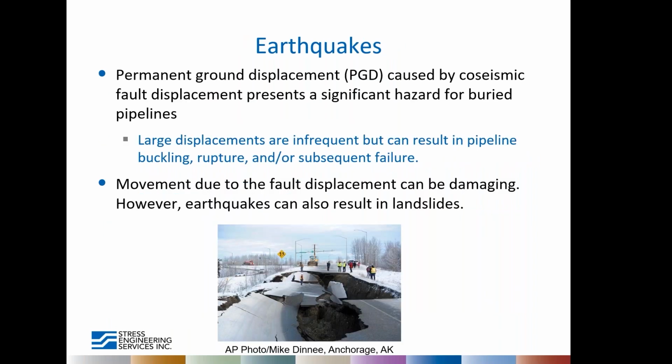The last category is earthquakes, and permanent ground displacement caused by coseismic fault displacement does present a significant hazard for buried pipelines. Large displacements are infrequent from earthquakes, but can result in pipeline buckling, rupture, or subsequent failure. You can see on the bottom is actually after an earthquake in Anchorage, Alaska. So movement due to the fault displacement can be damaging.